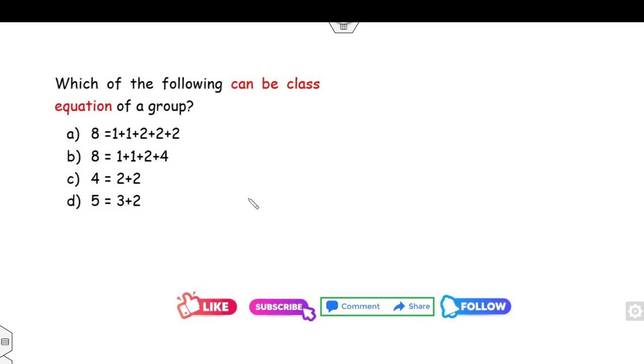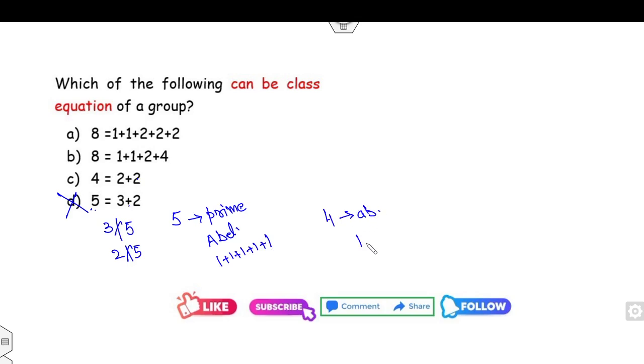Which of the following can be the class equations? Okay, so look at the last option. 3 doesn't divide 5. 2 doesn't divide 5, moreover. So this option is cancelled out. Moreover, the second option is 5, a group of prime order. That means it's abelian. Once it's abelian, the class equation is only 1 plus 1 plus 1. 4. 4 is an abelian group. So once it's an abelian group, I have only the unique class equation, that is 1, 1, 1.